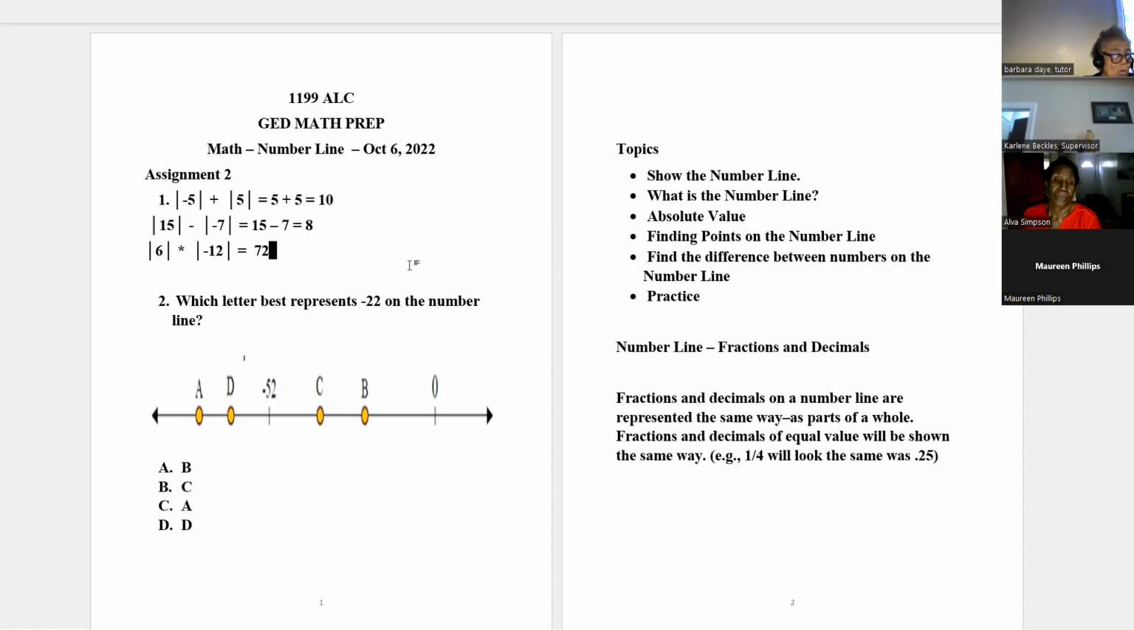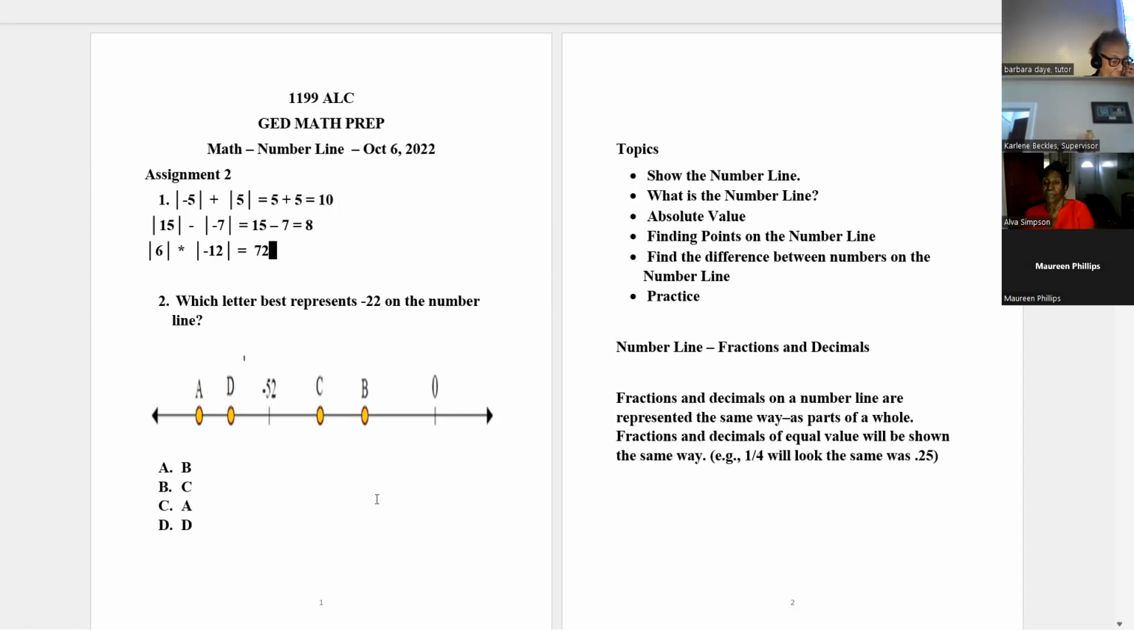Maureen, you ready for number 2? Not really, Miss Barbara, because I didn't understand that. Okay, so let me see. Can you see this number line, or do you want me to put it on the white? Of course, I can see it. Now this is what, Maureen? This is -52, right? And this is 0. Now we said which letter best represents a -22? And you have A, D, C, and B, right?